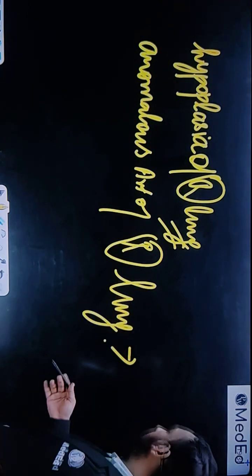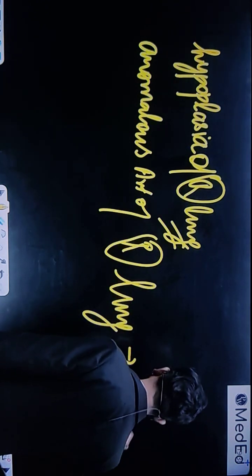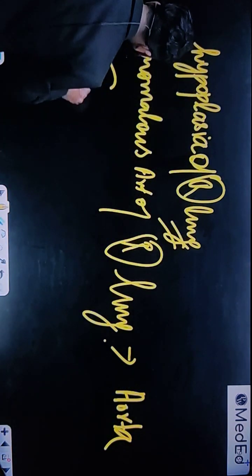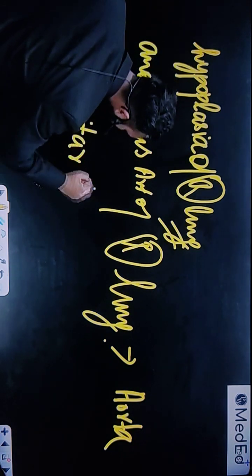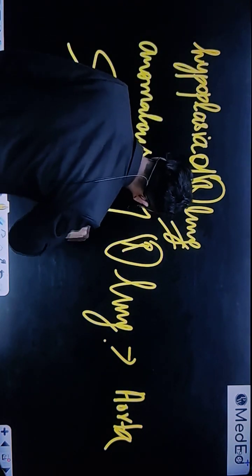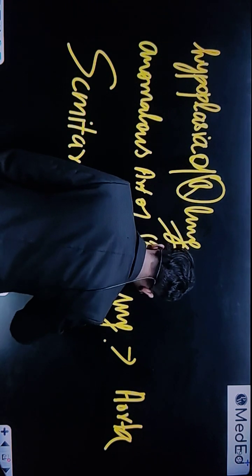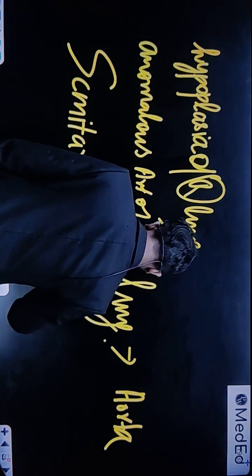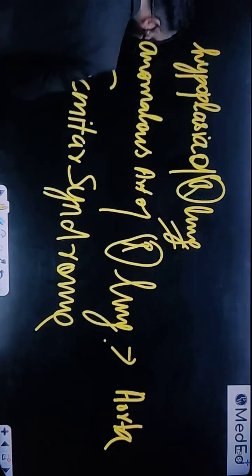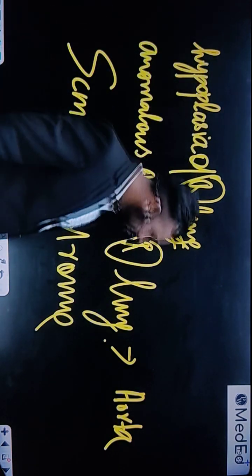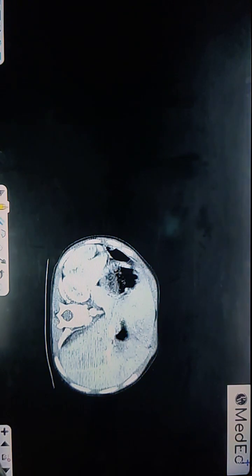And when this scimitar vein is associated with these features, hypoplasia of the right lung and anomalous arterial supply of the right lung from the branches of the aorta, all these features together are known as scimitar syndrome. So just remember that scimitar syndrome is associated with partial anomalous pulmonary venous drainage, where the right inferior pulmonary vein is draining into the IVC.